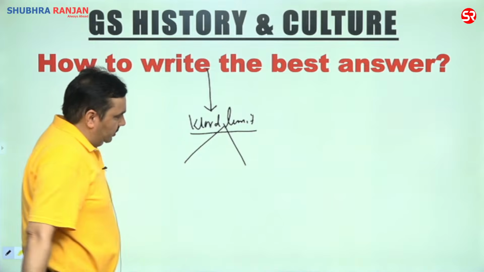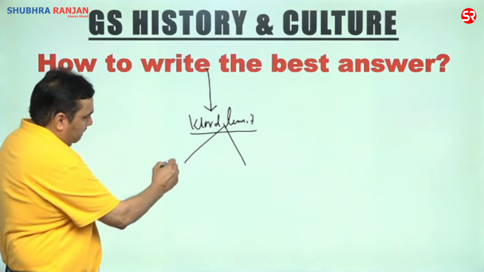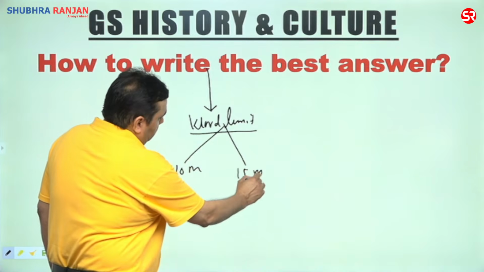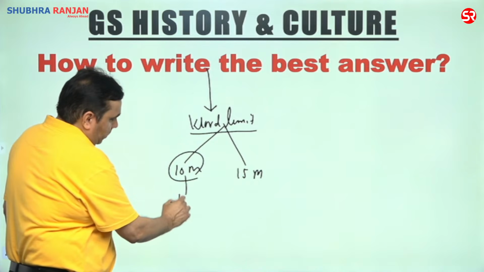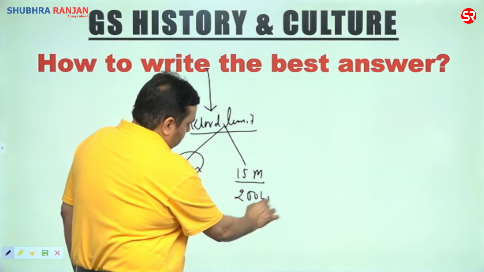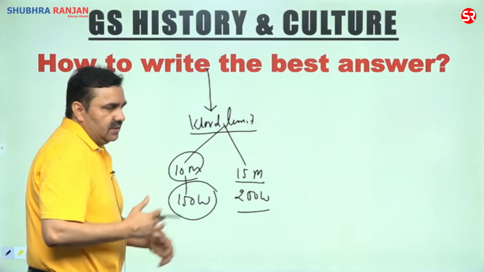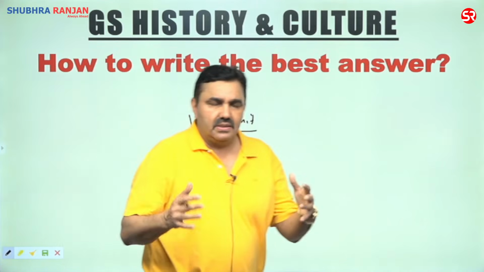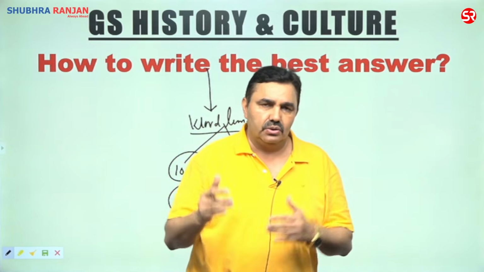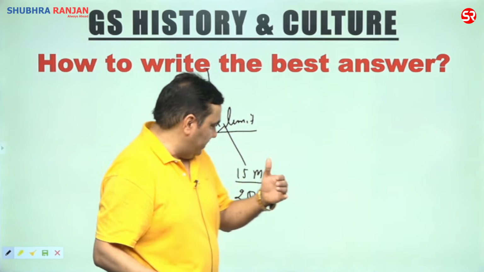In history and culture, you have two kinds of questions. Generally, you have 10 markers and you have 15 markers. 10 markers require 150 words and 15 markers require 250 words. So try to understand how many sentences, how many pages are sufficient for 150 words. Ensure that you do not cross the limit by a significant margin.